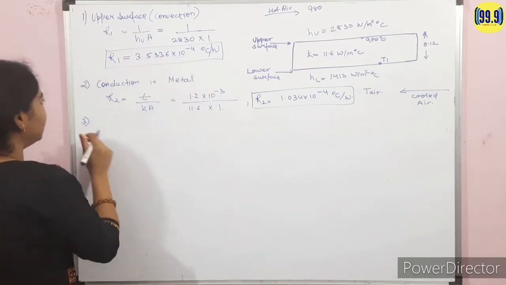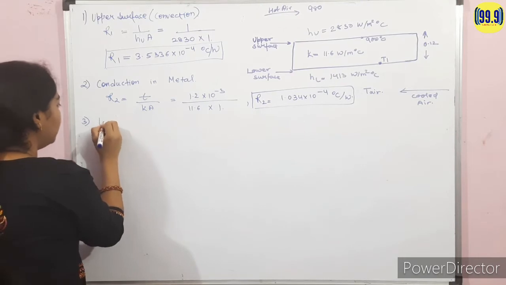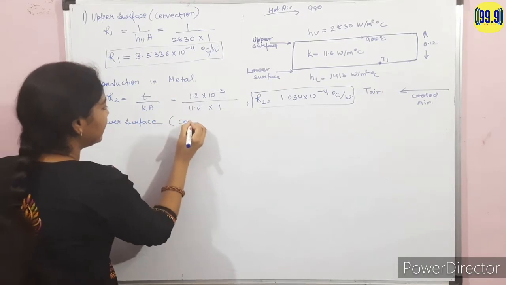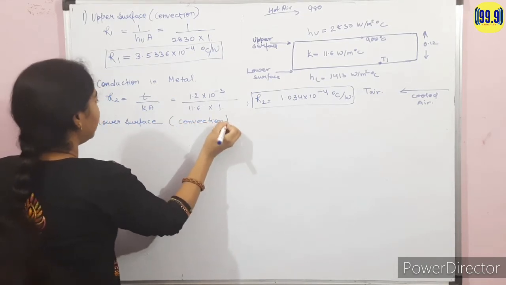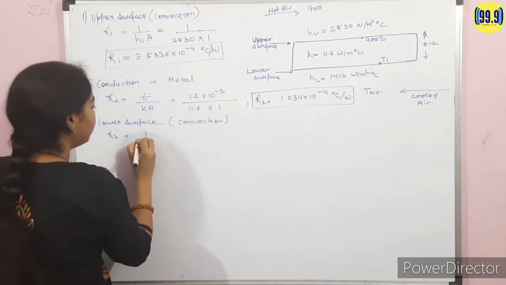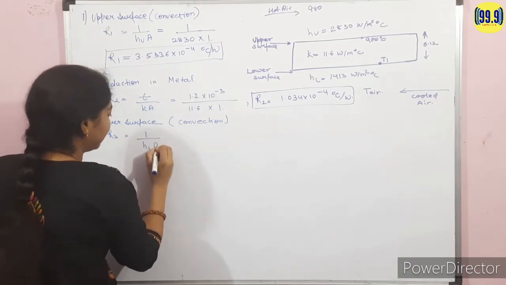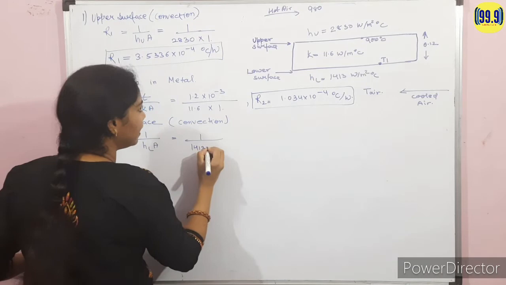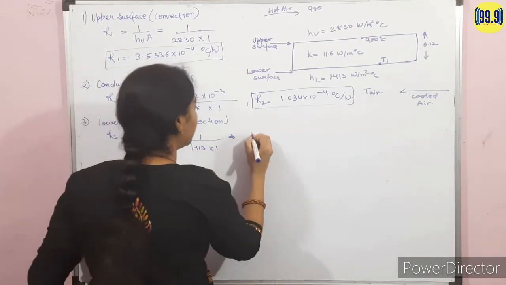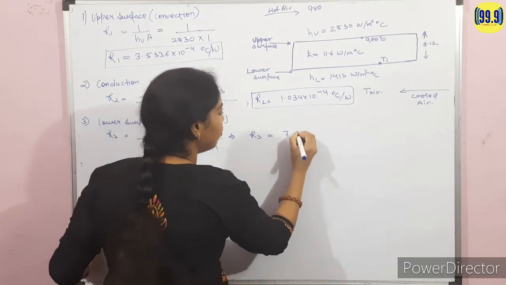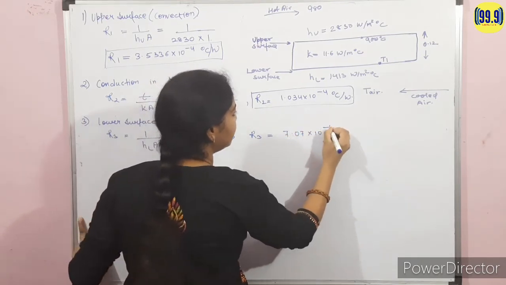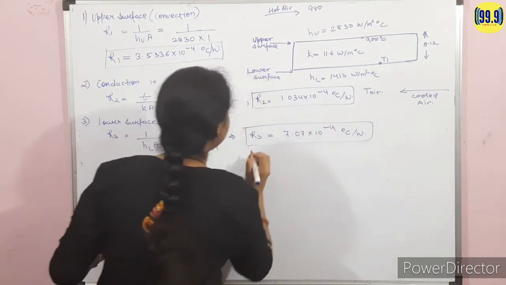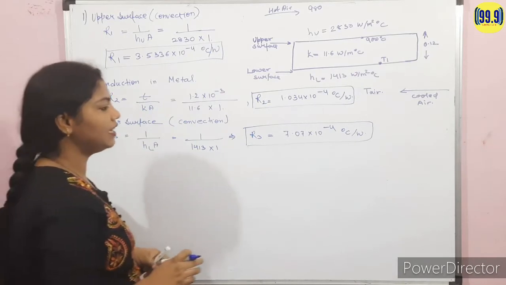Now calculating the third resistance, which is acting on the lower surface, and this is again the convection mode, and its resistance R3 will be 1 upon hL into A. So the value is 1 upon 1413 into 1, and this will lead to the value of R3, that is 7.07 into 10 to power minus 4 degrees Celsius per watt. Okay, so here we calculated all the resistances of each and every mode.